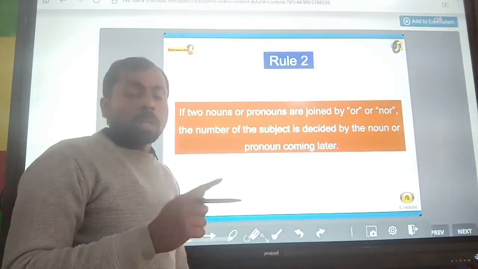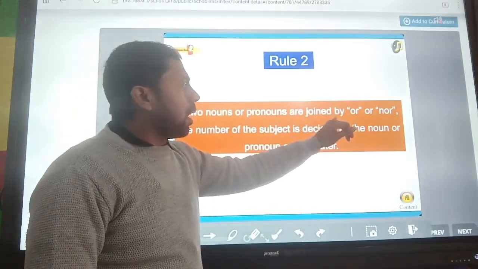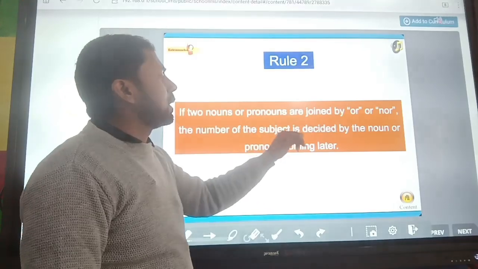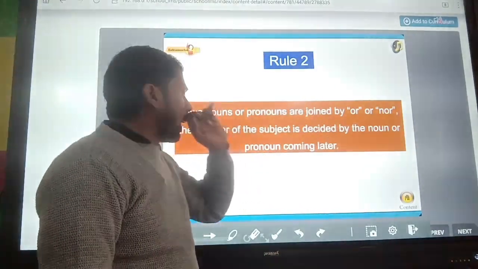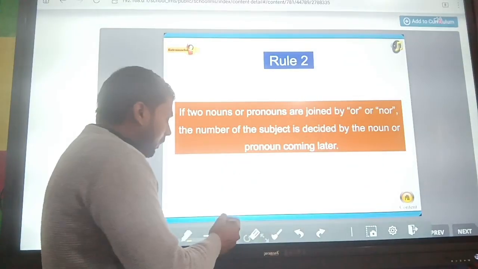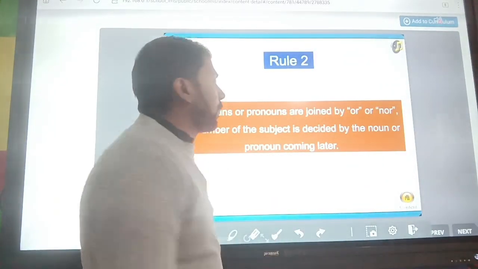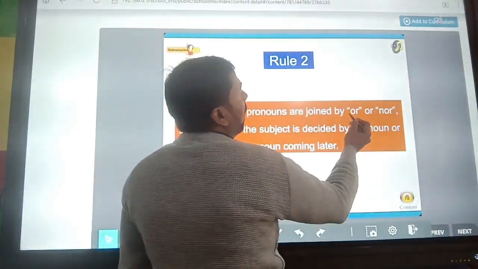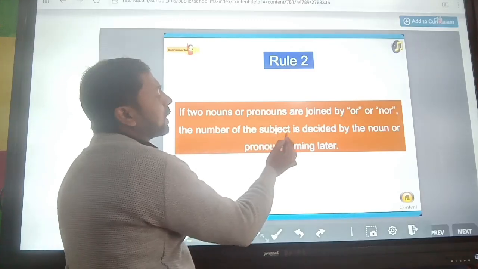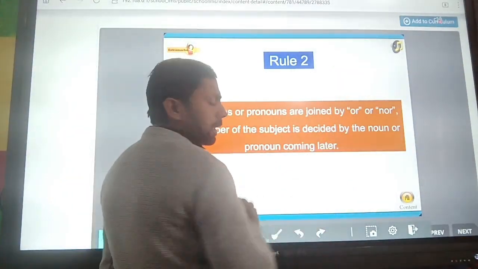rule number 2. What is rule number 2? If two nouns or pronouns are joined by "or" or "nor", the number of the subject is decided by the noun or pronoun coming later. Okay? It means if we see that the subjects are joined with the conjunction word "or" or "nor", the number of the subject is decided by the noun or pronoun coming later.